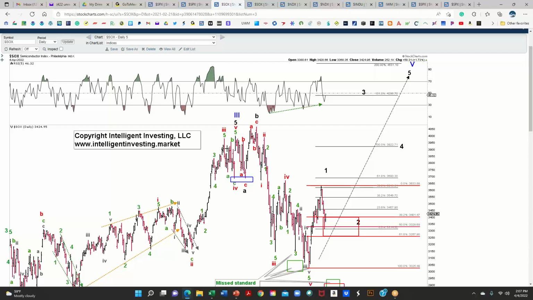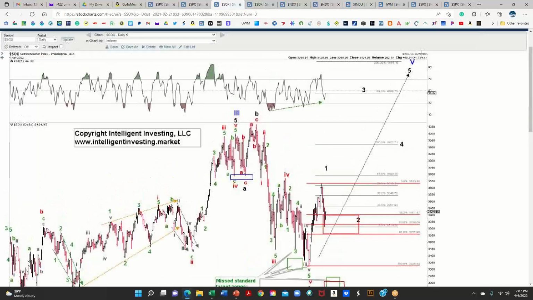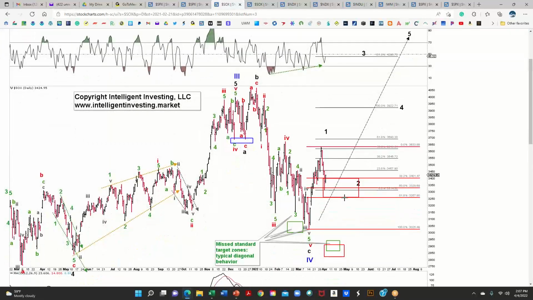every single scribble. So what I see here, it looks like we might have topped already for a wave 1 and we are in wave 2. I've not changed the labels of 1, 2, 3, 4, and 5 whatsoever. Now, if wave 2 has bottomed, and this is where I had the label, right here in the ideal target zone in red, then wave 3 is now on its way.